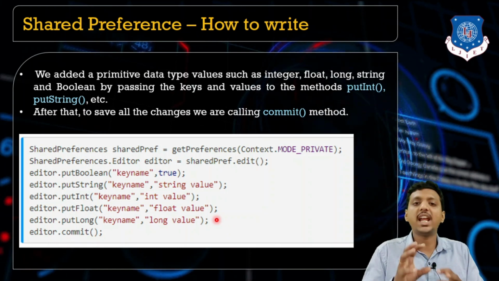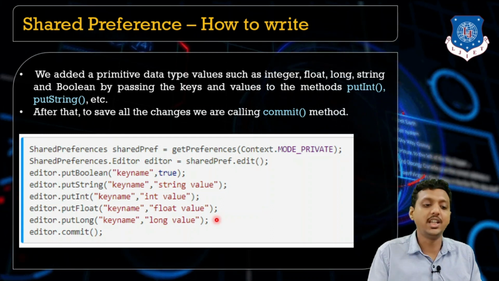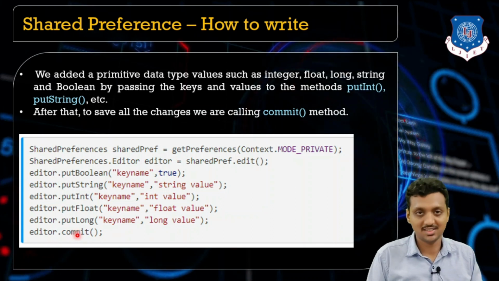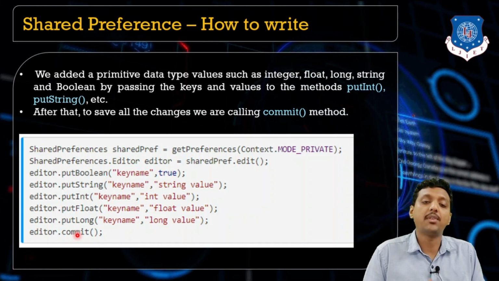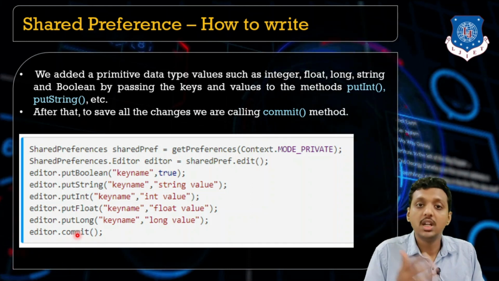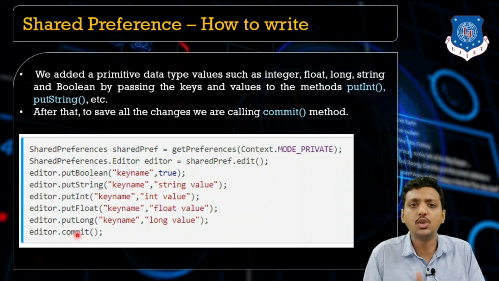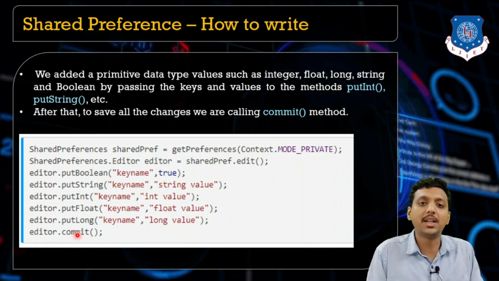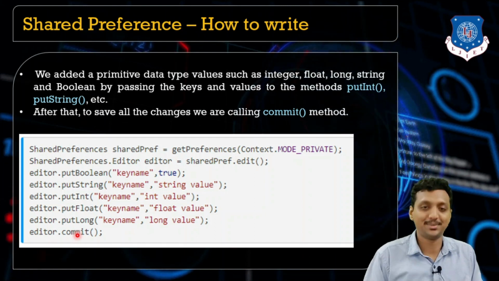See, after adding the data in the shared preference, what do you need to do? You just need to commit at last. Fine. So do not forget to open the shared preference in the editor mode. Write the shared preferences inside it by using the key and value pair, by calling the put methods for the different number of variables, and then write down commit.